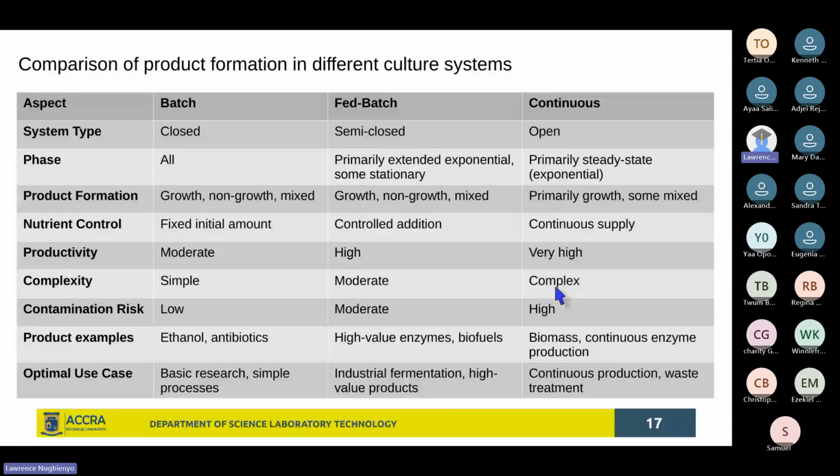Contamination risk. So you see, even though we say that the continuous system is having a high yield, the continuous system at the same time is having a high risk of contamination. The fed batch moderates, and the batch system is having a low risk of contamination. Why? Because you just put everything together, you close it, and once it's not contaminated from the beginning and is closed to the end, then the risk of contamination is reduced.